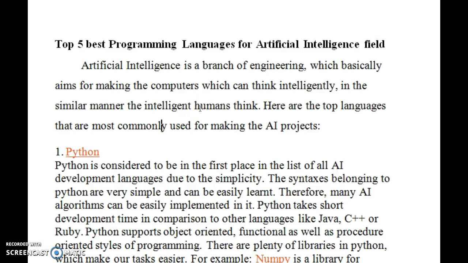Now let's discuss the short chapter, you can say, that will compile the top 5 best programming languages for the artificial intelligence field. Artificial intelligence is a branch of engineering which basically aims at making computers which can think intelligently in the similar manner that an intelligent human thinks.